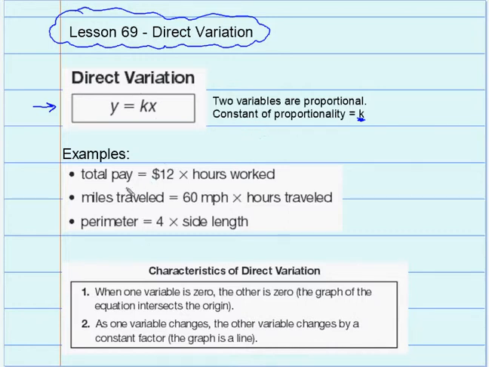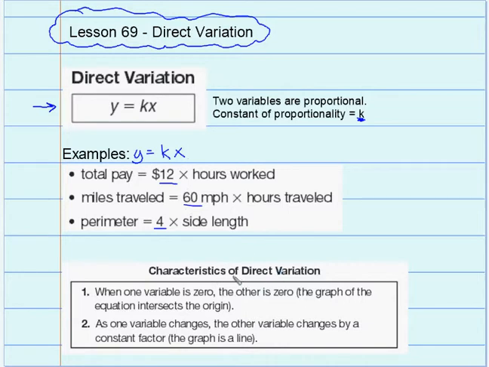So here are 3 examples. We have total pay equals $12 times the hours worked. The miles traveled equals 60 miles per hour times the hours traveled. And perimeter equals 4 times the side length. Each of these is set up just like direct variation: y equals k times x.